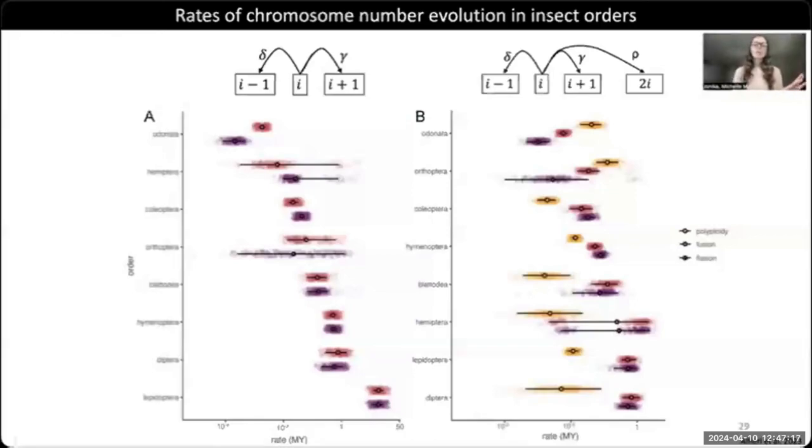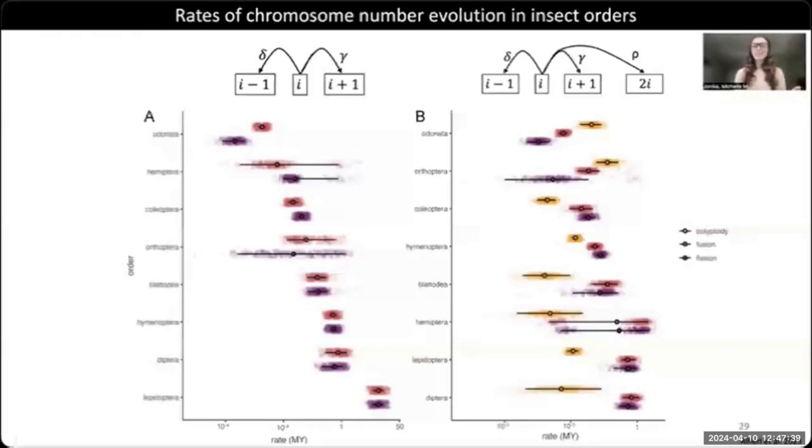And so that plot on the left is going to be the simple model with fissions and fusions only, no polyploidy, while the model on the right is the more complex model that includes polyploidy. And the insect clades are actually ordered by mean rate of chromosome evolution. And so Odonata has some of the lowest rates, while Lepidoptera has some of the highest rates.